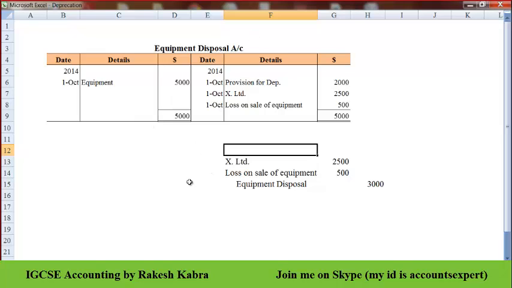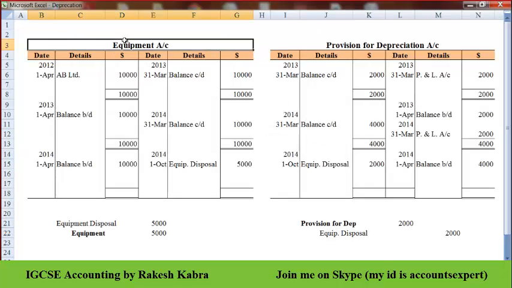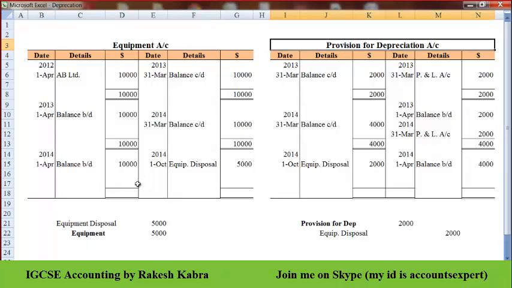Got it? Understood? But there is still a balance in equipment account, because we sold only half the equipment. So there will be a balance in equipment account, and a balance in provision for depreciation account. Now see the balance. The total of debit is more, so the same total, 10,000, I will write here. From this 10,000 I will subtract this 5,000. So the balance I got is how much? 5,000. Got it?